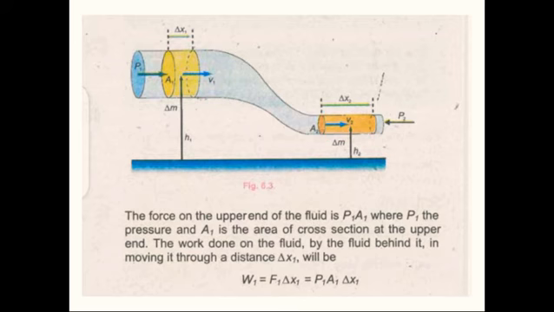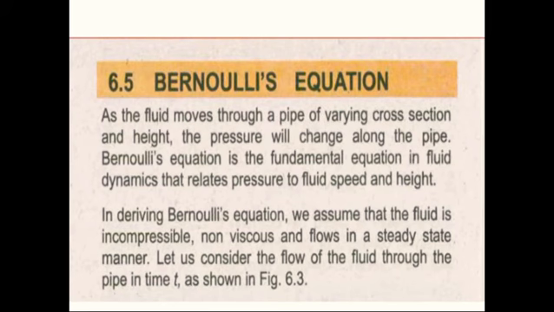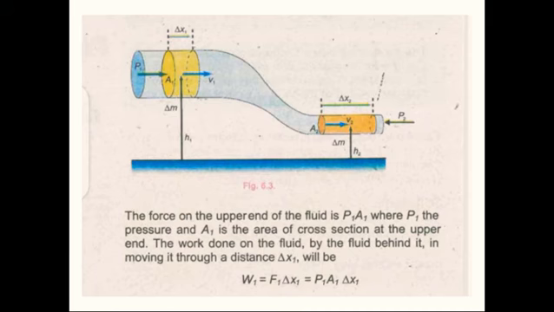So I hope now you understand the diagram. Come back to its explanation. As the fluid moves through a pipe of varying cross section, as you can see in the diagram, it has varying cross section. At the upper end its cross section area is wide, while at the narrow end its cross section area is narrow. So this is known as varying cross section area.